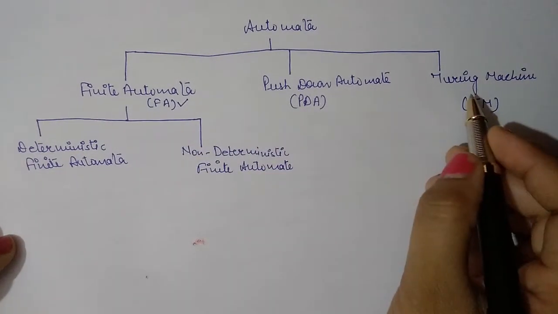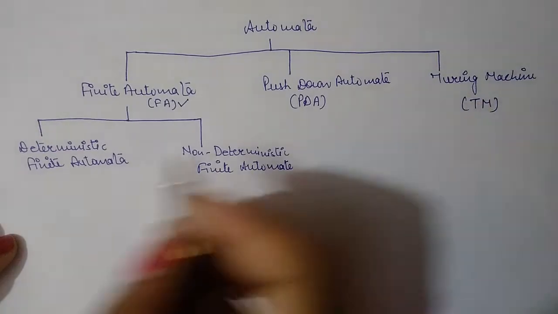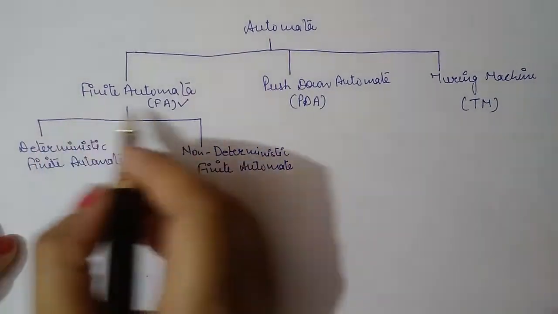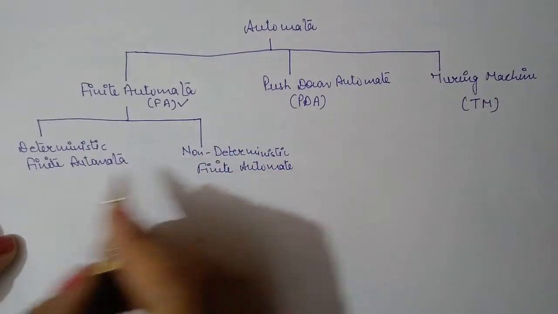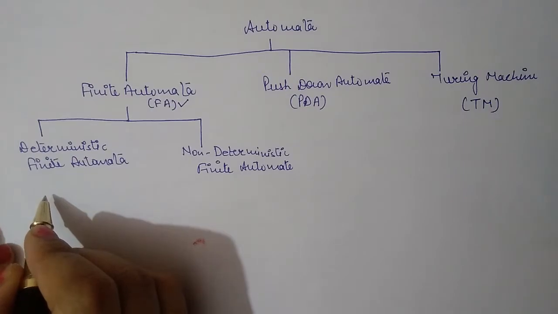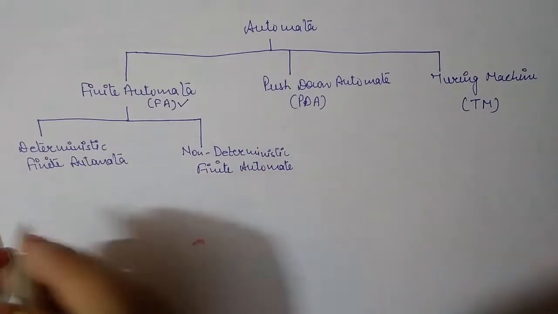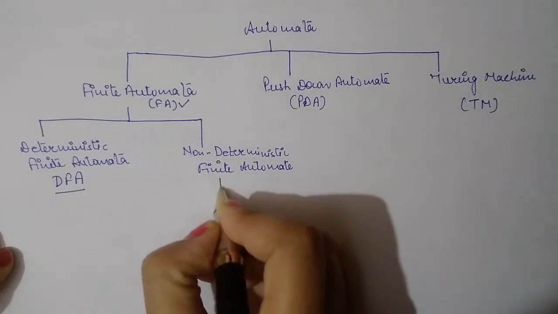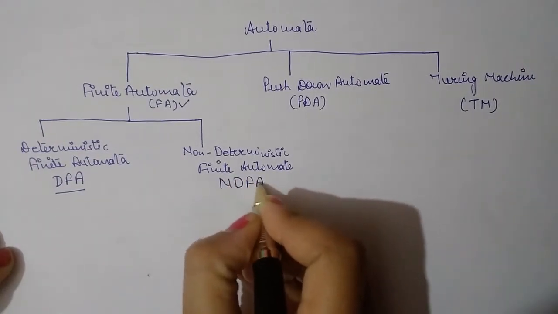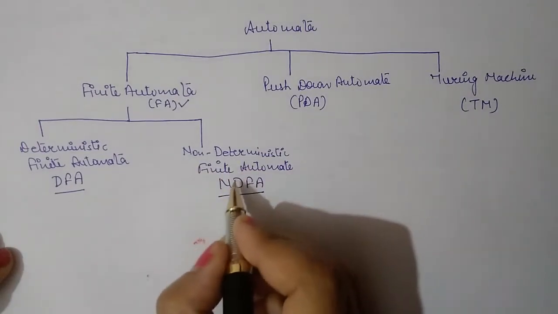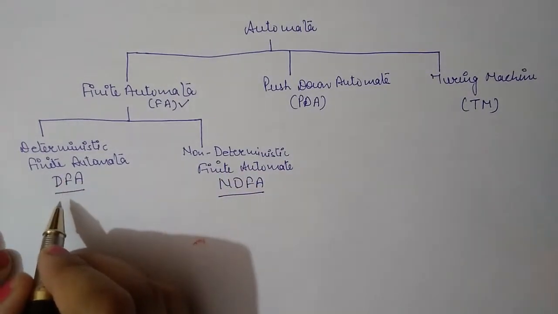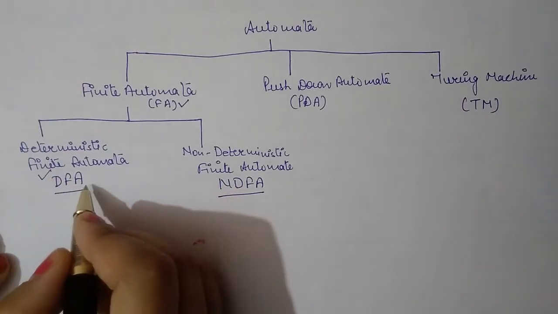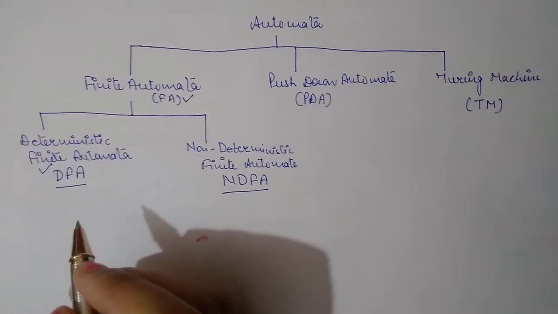Further, all these have divisions, meaning subtypes, but currently we are concentrating on the very first thing, which is finite automata. Finite automata is further divided into deterministic finite automata and non-deterministic finite automata. Mostly we represent them with DFA and NDFA. NDFA stands for non-deterministic finite automata, and deterministic finite automata, in simple terms, is denoted with DFA.